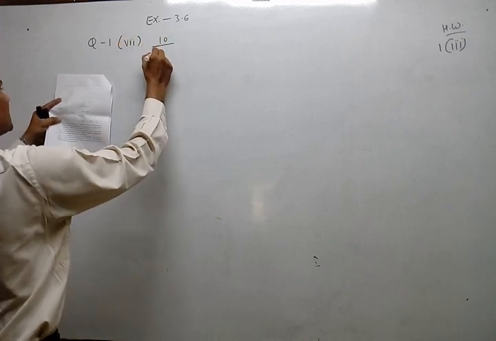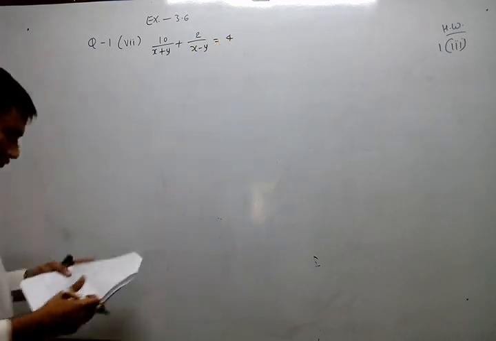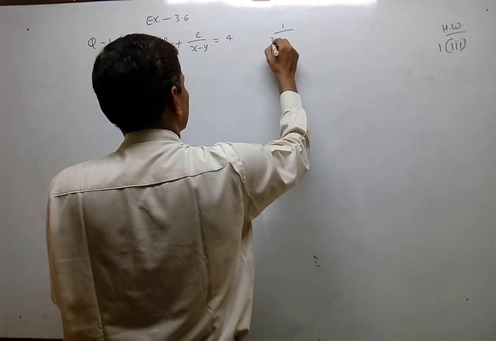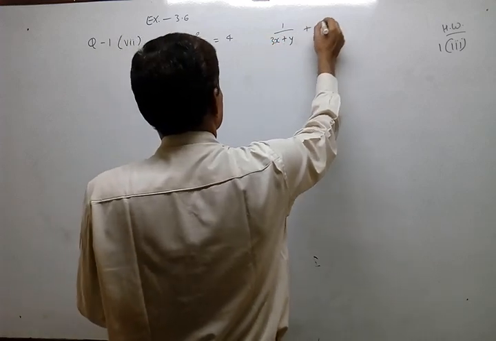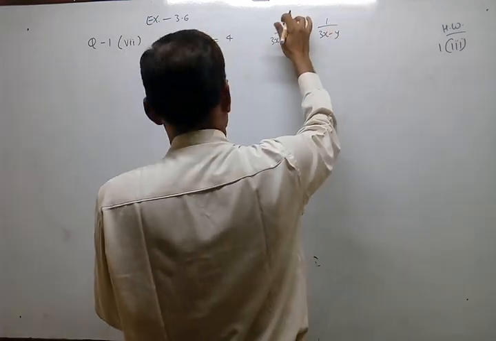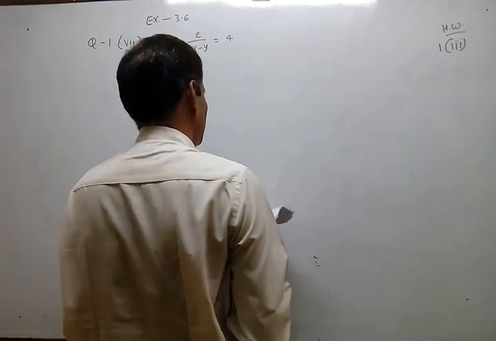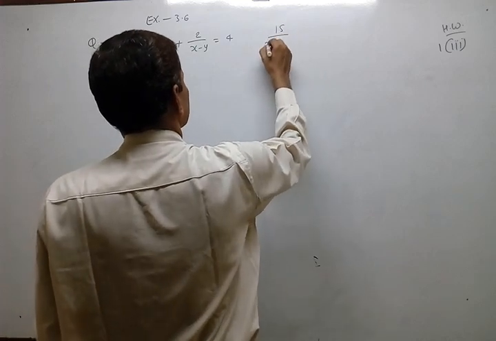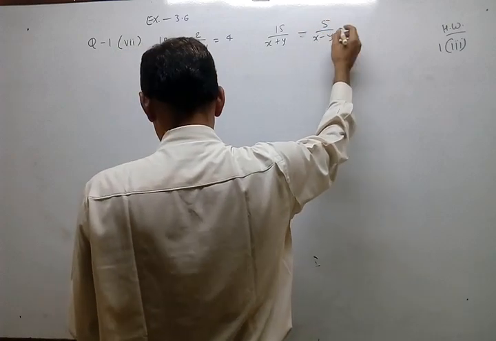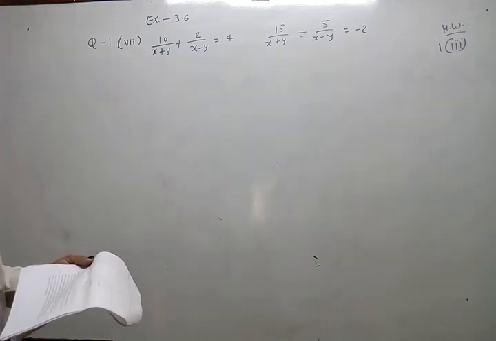10 upon x plus y plus 2 upon x minus y equal to 4. 15 upon x plus y minus 5 upon x minus y equal to minus 2. Just look at number 7: 10, 2, 4; 15, minus 5, minus 2.